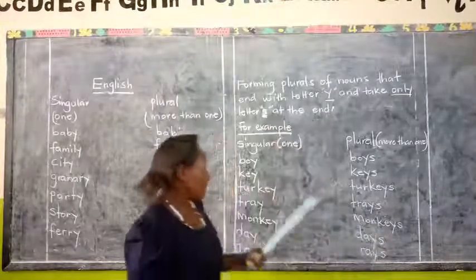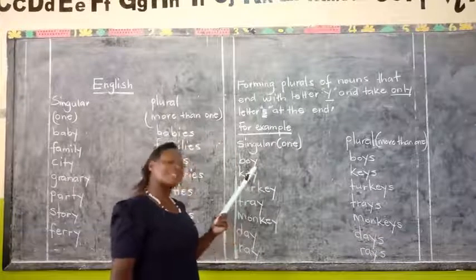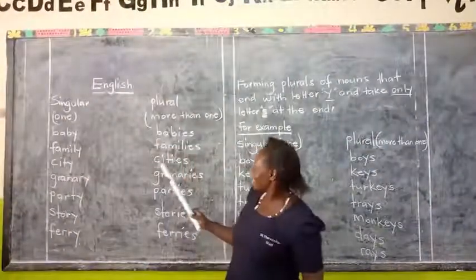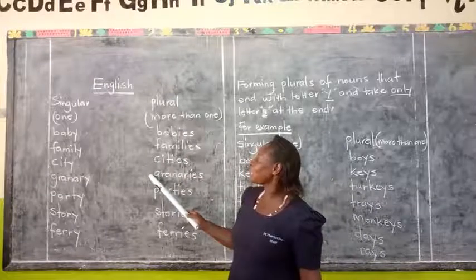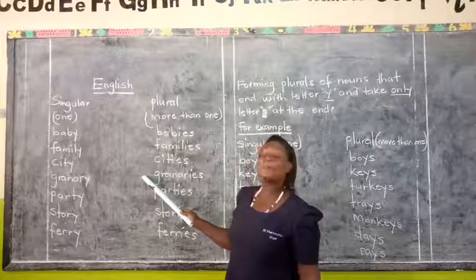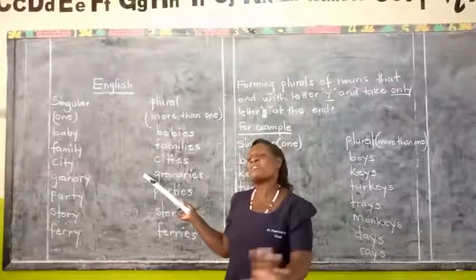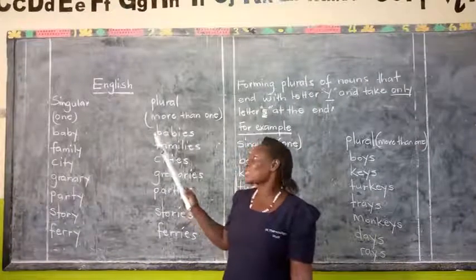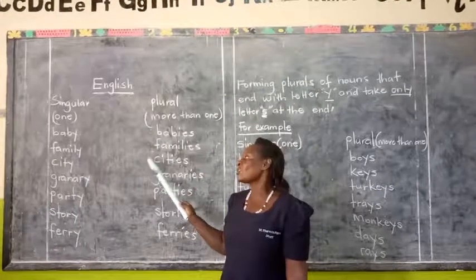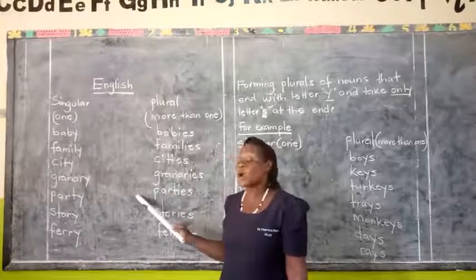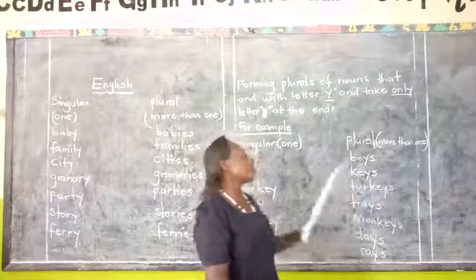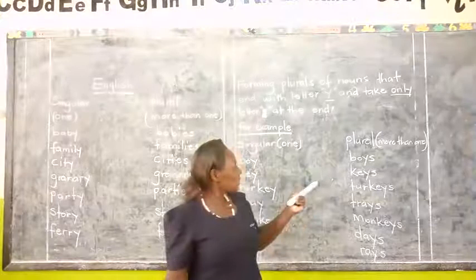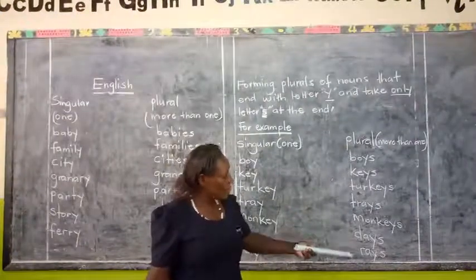For these ones here, this letter Y in most cases is next to a vowel. And when we come to these ones here, letter Y comes after a consonant. That is the only difference. With these ones here which take IES, this letter Y is next to a consonant. Before letter Y, there is a consonant. And here before letter Y, there is a vowel. That is the only formula. So, this is what we have covered today.